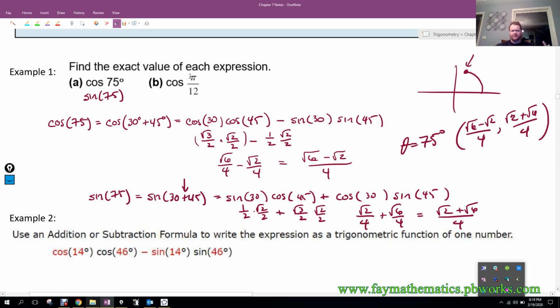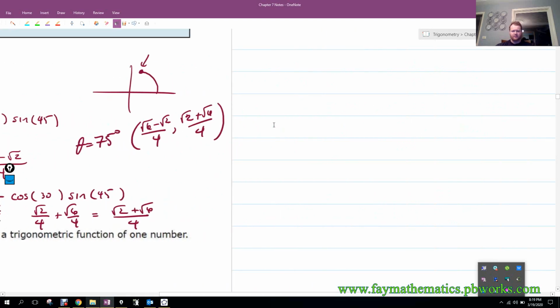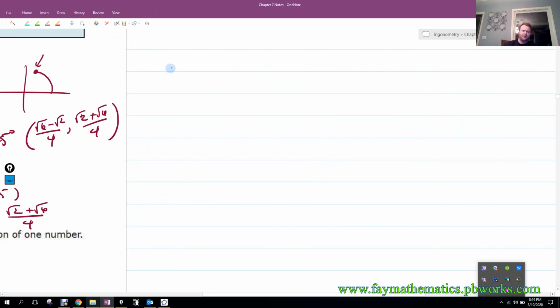If they ask me to do the same thing for this pi over 12, so I give a little bit of room over here, it says find the cosine of pi over 12. Okay. My suggestion to you, don't do it in radians. It's going to be hard to think about in radians. But we know pi over 12, you can multiply that by 180 over pi. Okay, so that should give me 180 over 12, which ends up being 15 degrees. So cosine of pi over 12, same thing as cosine of 15 degrees.